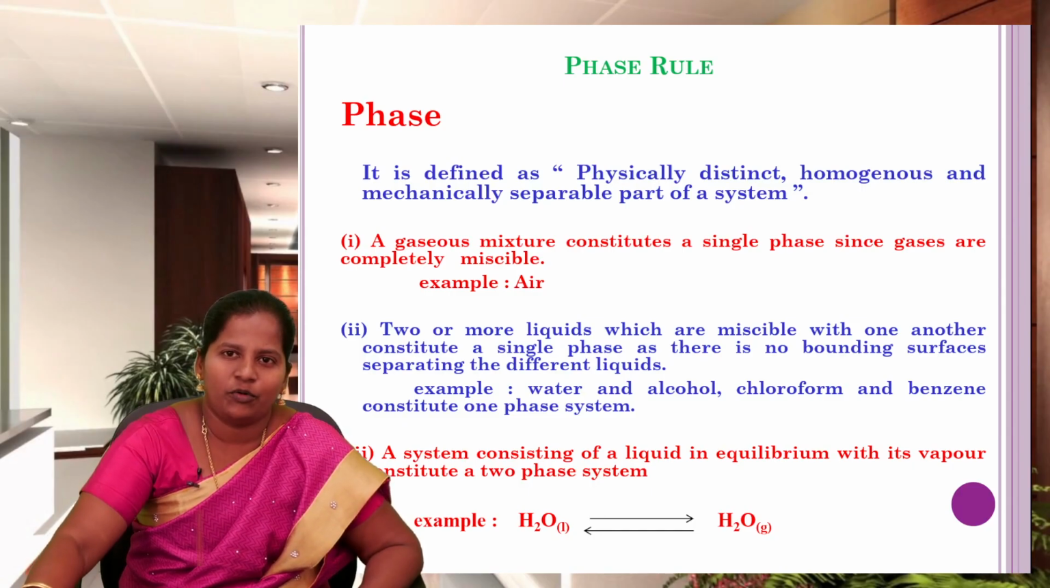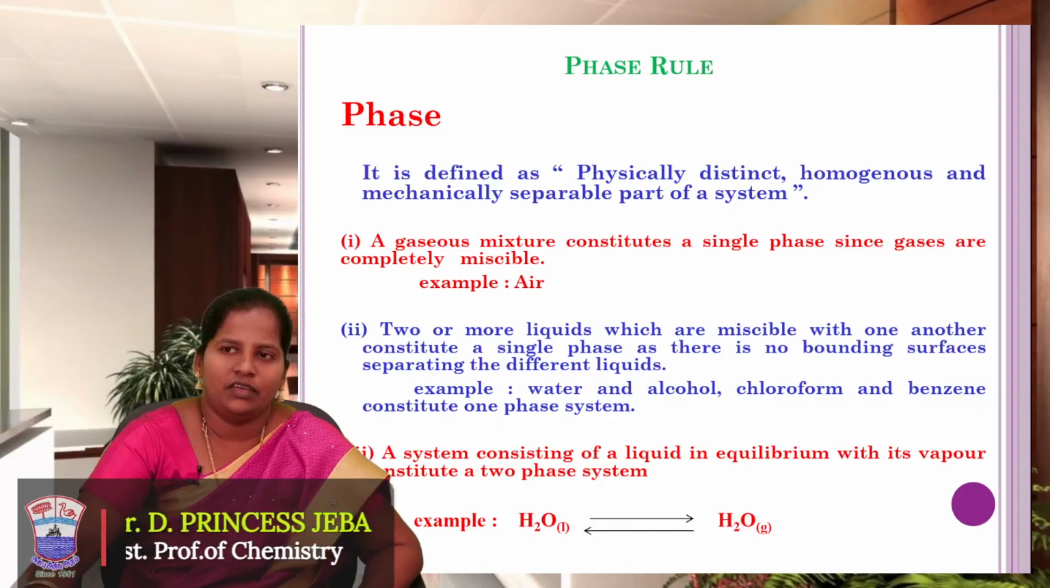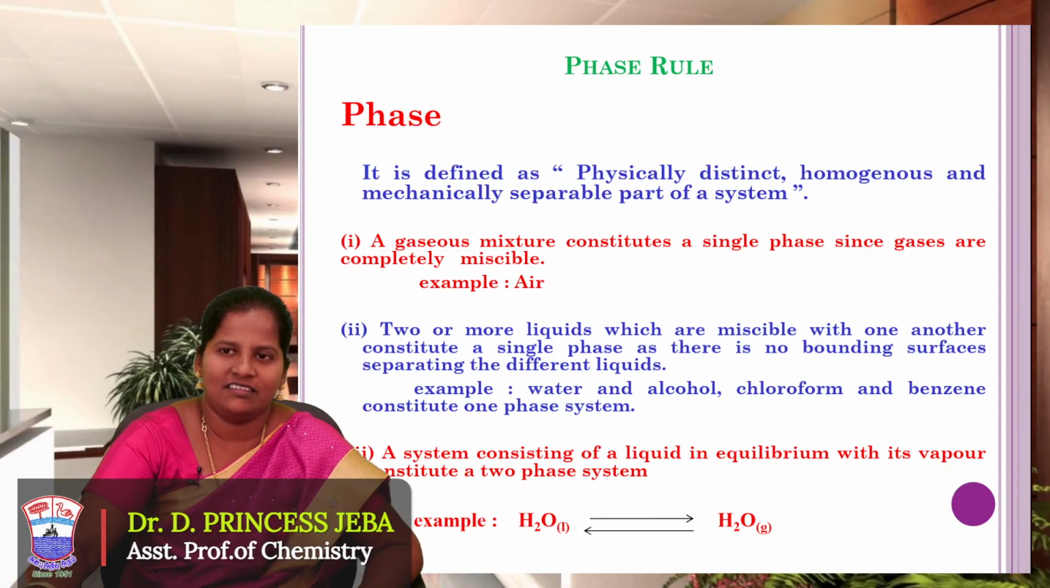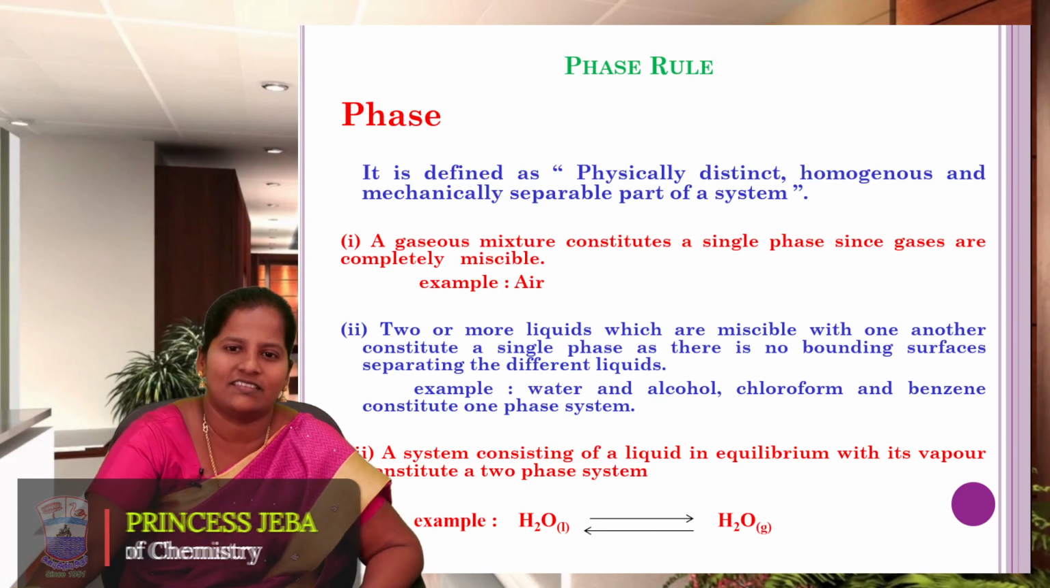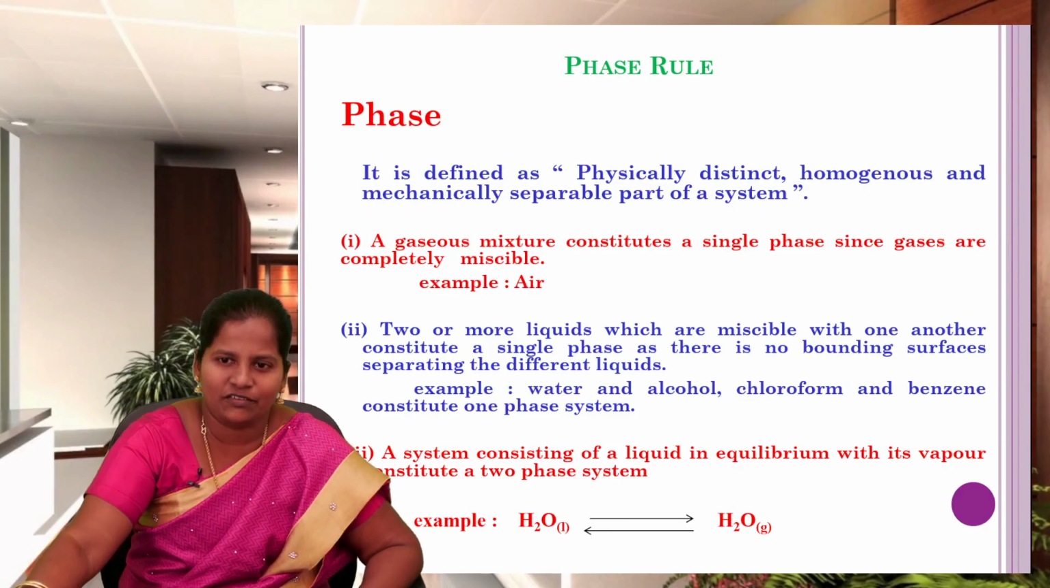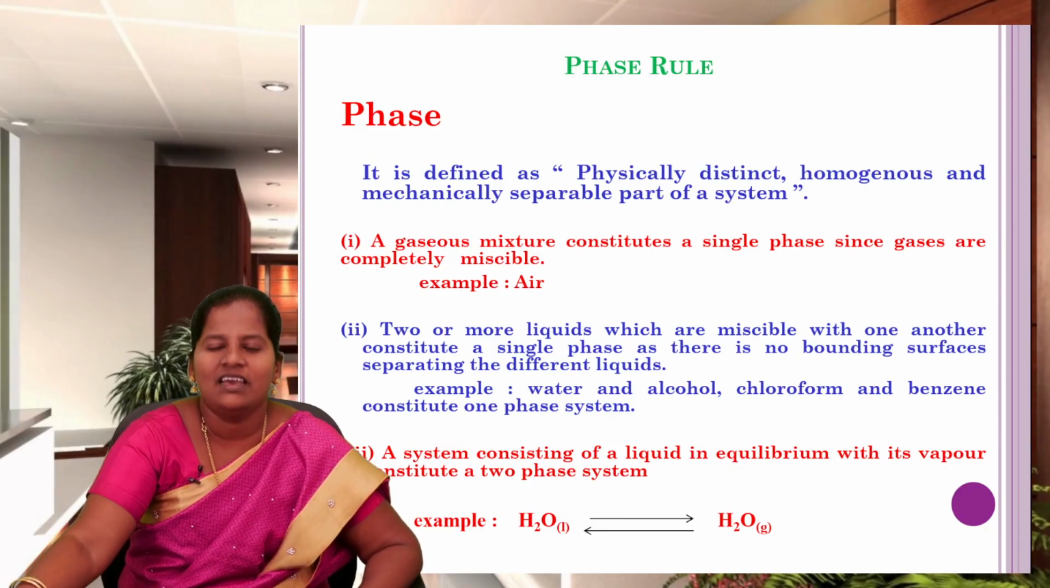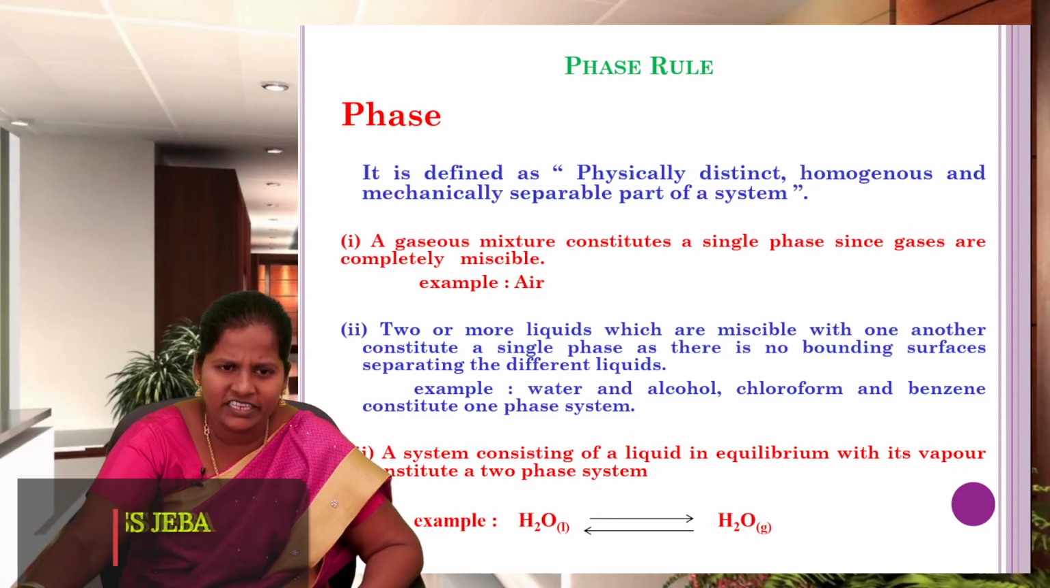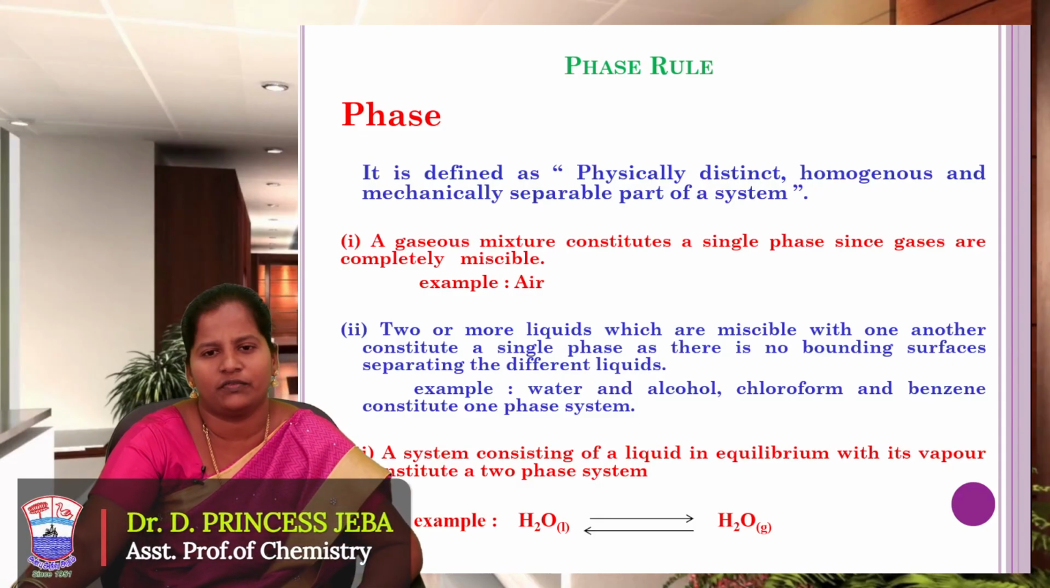If you consider a thermodynamic system with two phases, if you take the water molecule, it exists in ice as well as in water. So both are physically distinct. Ice is a solid whereas water is a liquid. So mechanically, by hand picking, we are able to remove ice from water. So this is called a phase. It is physically distinct from the other component, and it is homogeneous and a mechanically separable part of the system.